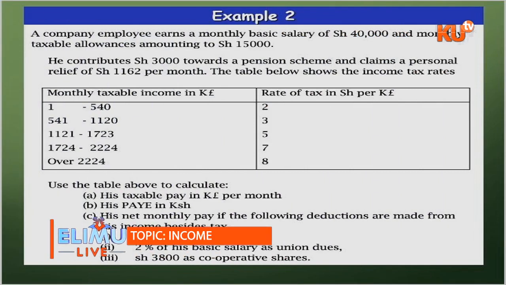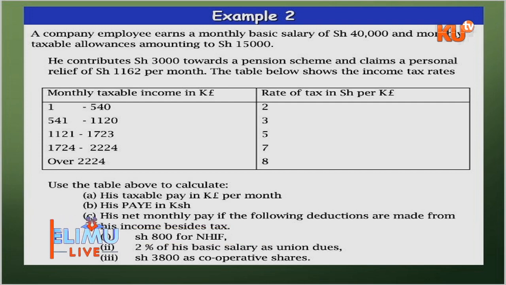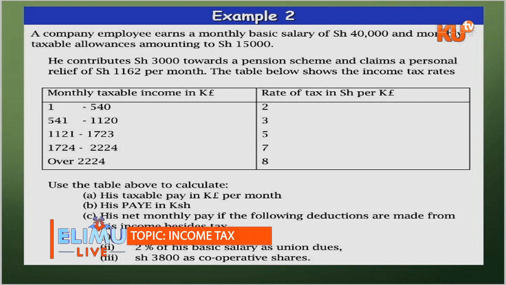So if you look at that tax table, 1 to 540, 541 to 1120, down like that. Where is 2750? Can you see in which slab it lies? It is over 2224. It is bigger than all of them. So that means we shall tax slabs 1, 2, 3, 4. Then for the last slab we shall only get the excess of 2224.